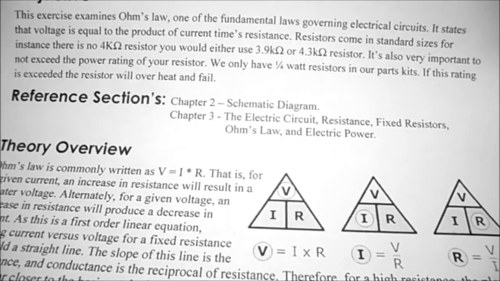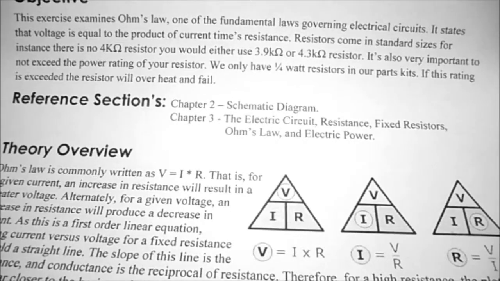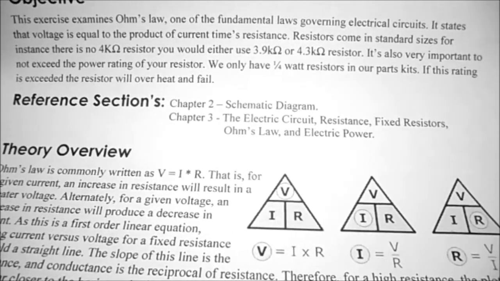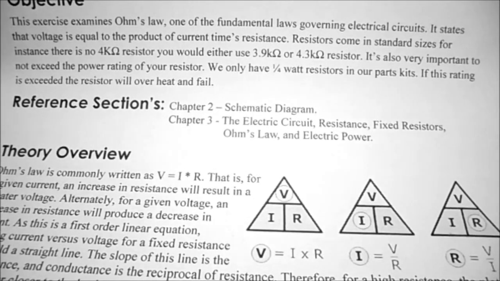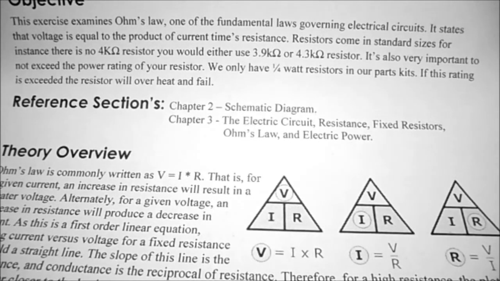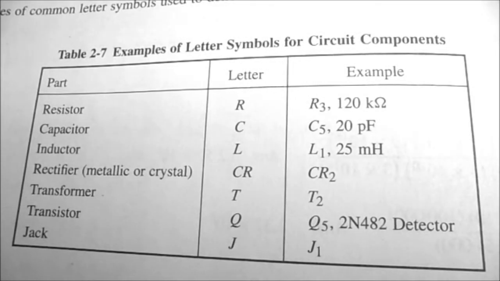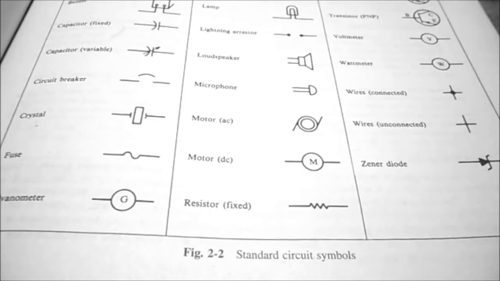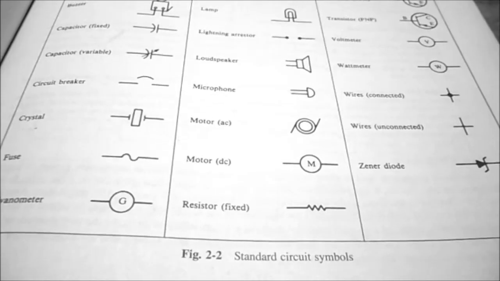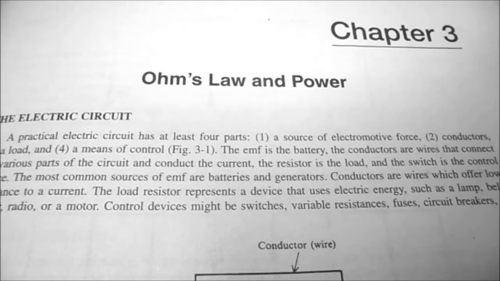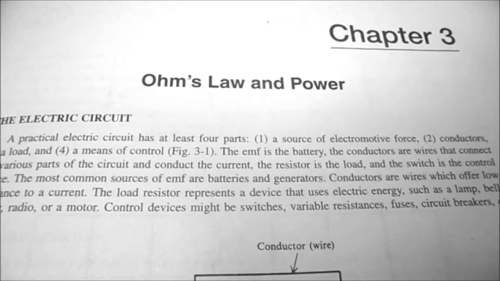I would highly recommend Schaum's Outline Basic Electricity 2nd edition if you're not going to buy a textbook. And the chapters that we're going to be looking at, we're going to look at schematic diagrams, and then we're going to look at the electric circuit, resistance, fixed resistors, Ohm's law, and electric power. So table 2-7 gives you examples of letters used on schematic drawings, and you can see that R is for resistance. And figure 2-2 gives you standard circuit symbols, and I wanted you to notice the symbol for the fixed resistor. So chapter 3 of your textbook talks about Ohm's law and power, and that's what we're doing our lab on today.